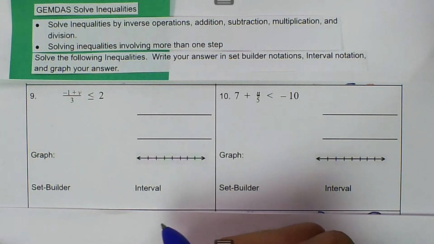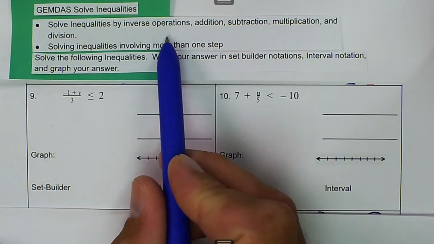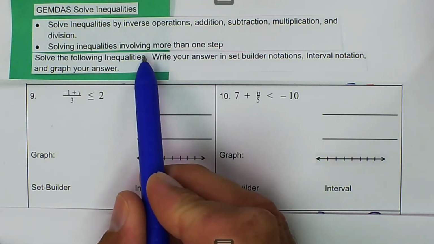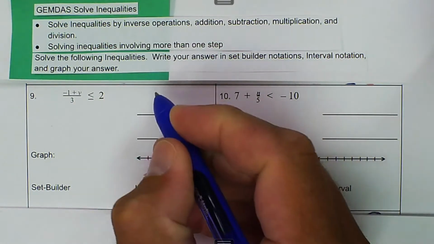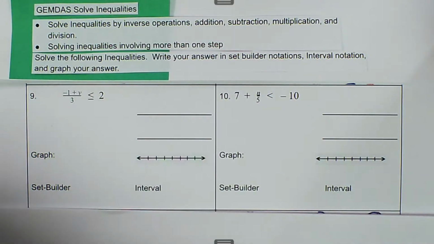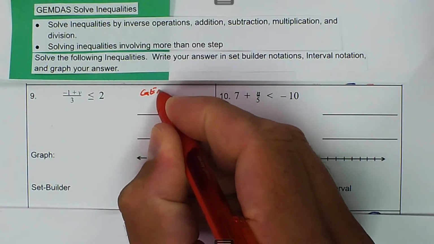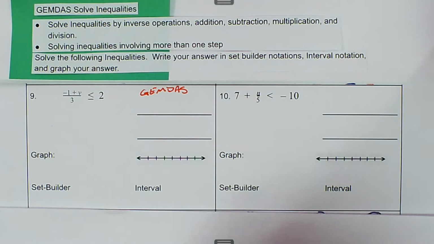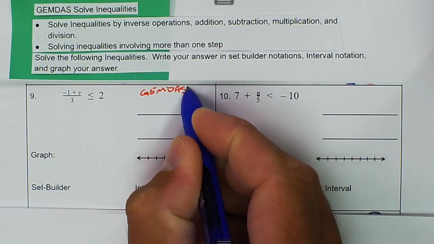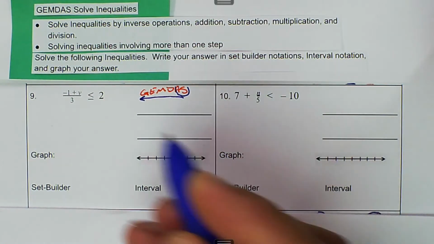We're talking about using GEMDAS to solve inequalities, and we want to use inverse operations to solve inequalities in more than one step. So we always use GEMDAS. We always refer to that whether we write it down or not. And the first thing that we always come to is we always start with subtraction and addition, and then work our way over to groups.